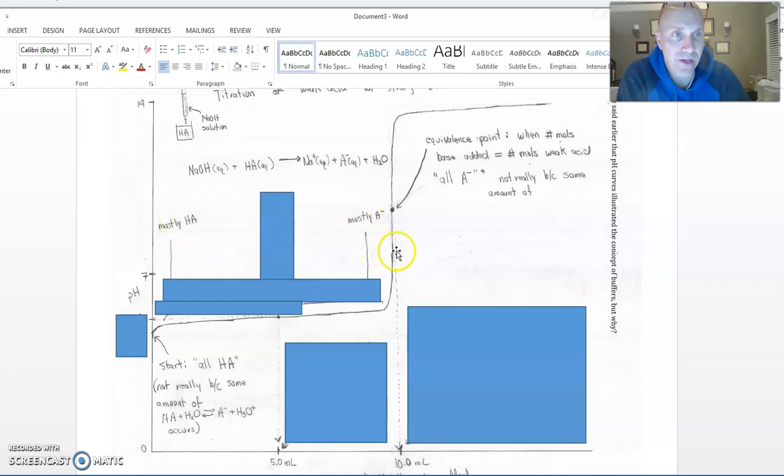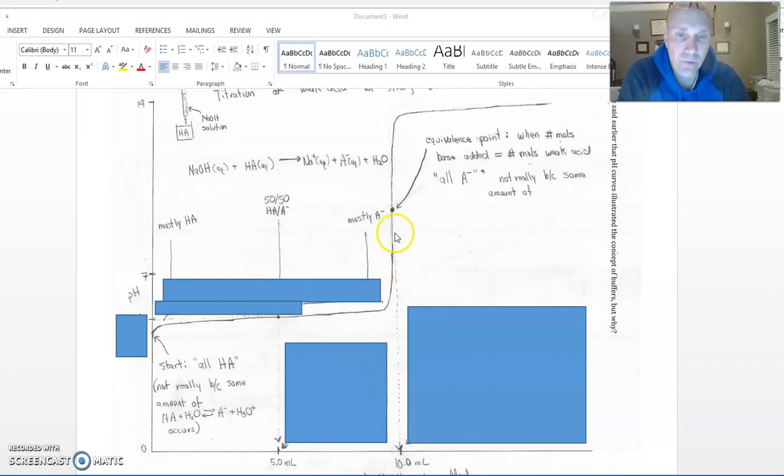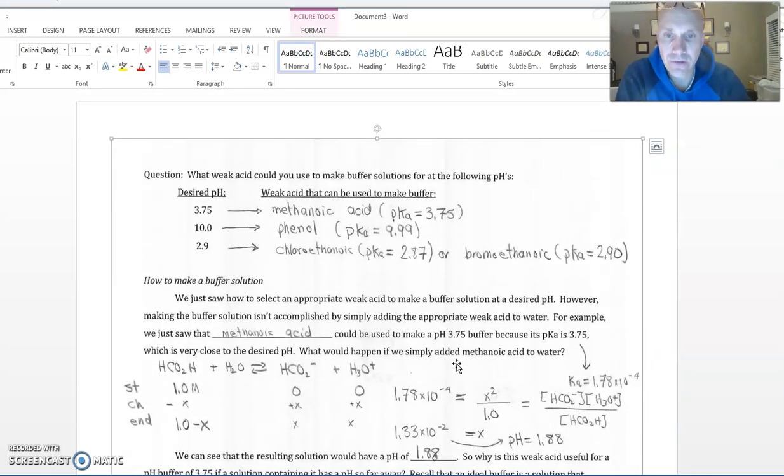There's going to be some point in between where you've got this 50-50 mixture of HA and A minus. So how do we find that point where it's going to be 50-50? Well, here's the logic that we're going to use. We know this equivalence point is where for every 1 mole of base you've added, that would be equivalent to 1 mole of weak acid that you originally had.